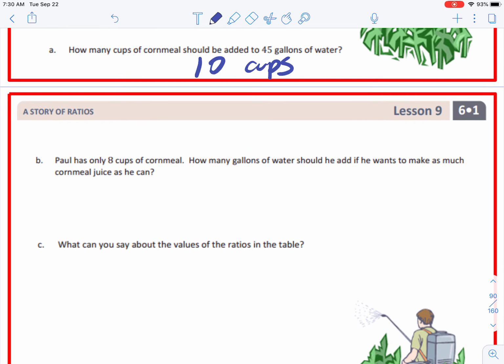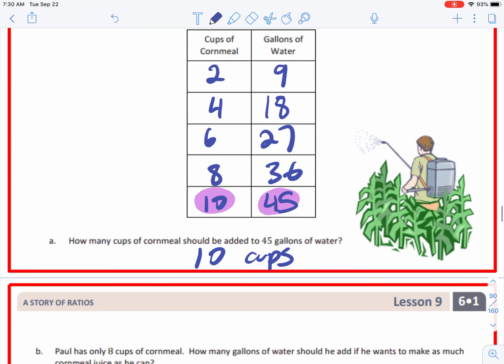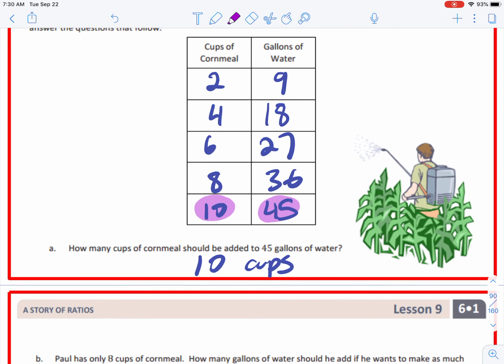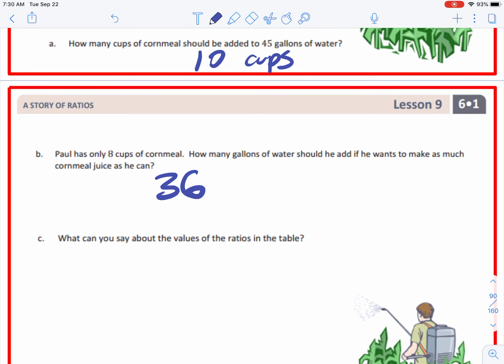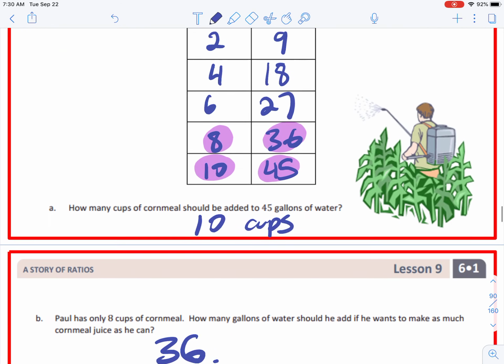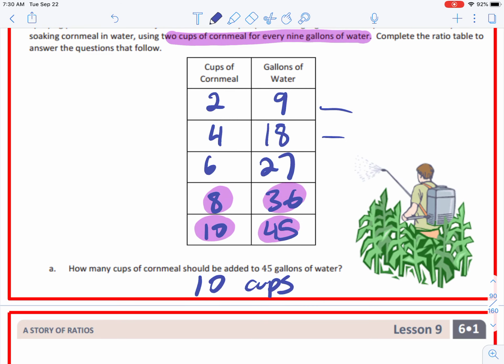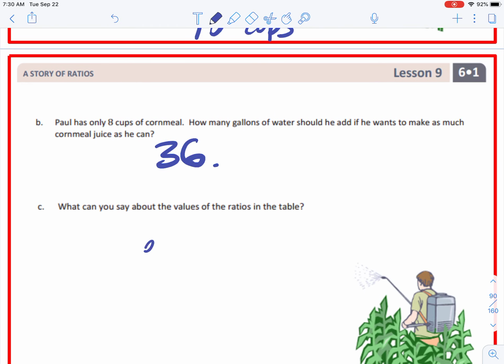Now, Paul has only 8 cups of cornmeal. How many gallons of water should he add if he wants to make as much cornmeal juice as he can? He has 8 cups of cornmeal, so how many gallons of water does he need? Correct, 36. Good. And letter C, what can you say about the values in the ratios, in the ratio tables? All of these values, what can you tell me about them? They are all equivalent. Same value. All 2 over 9, because that's our value in least common terms.